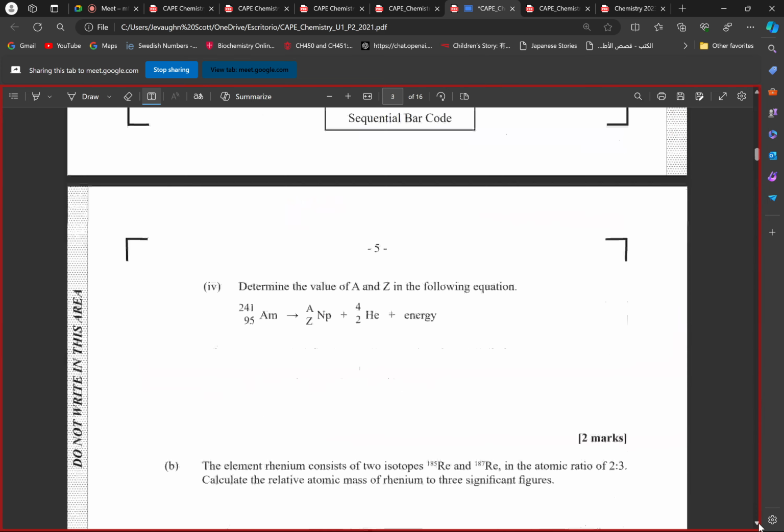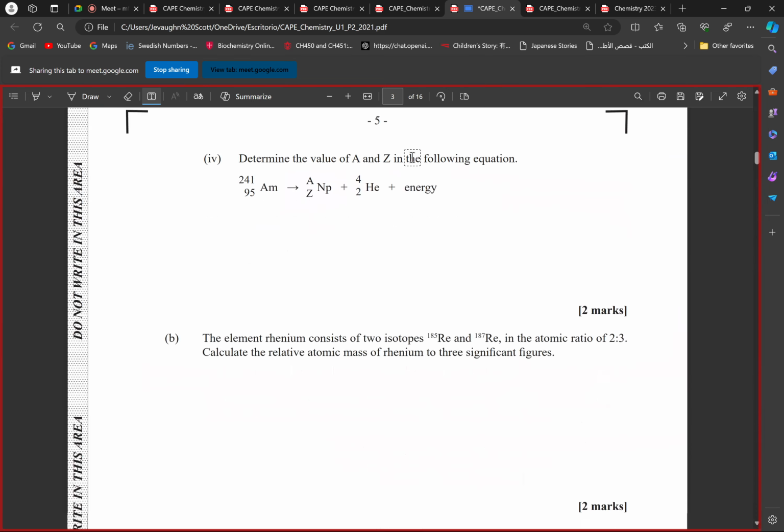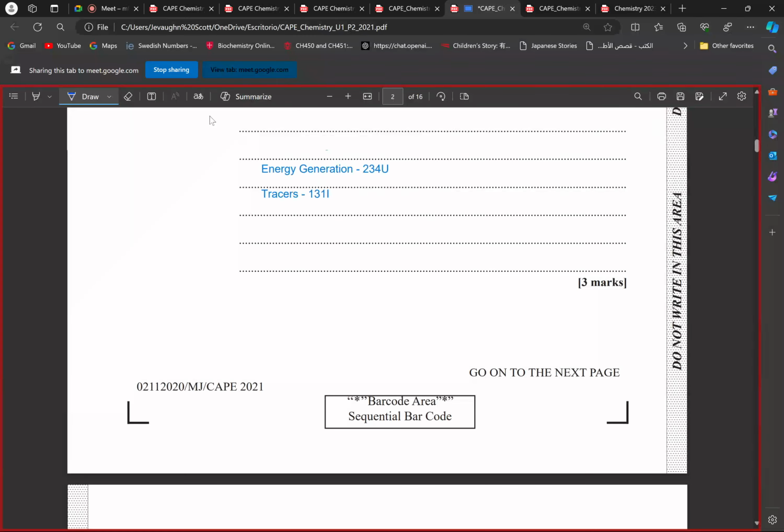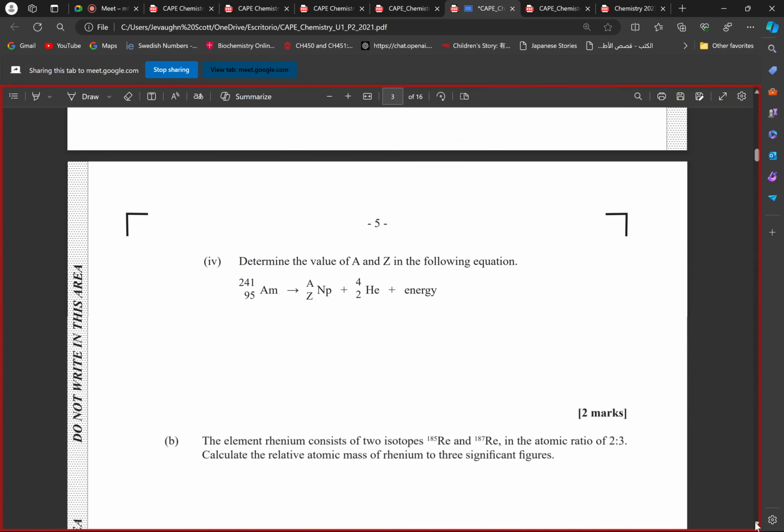Alright. Determine the value of A and Z in the following equation. It's also 235. Uranium-235. Is it not 235 up there? Alright, so 235. My bad. Thank you so much.